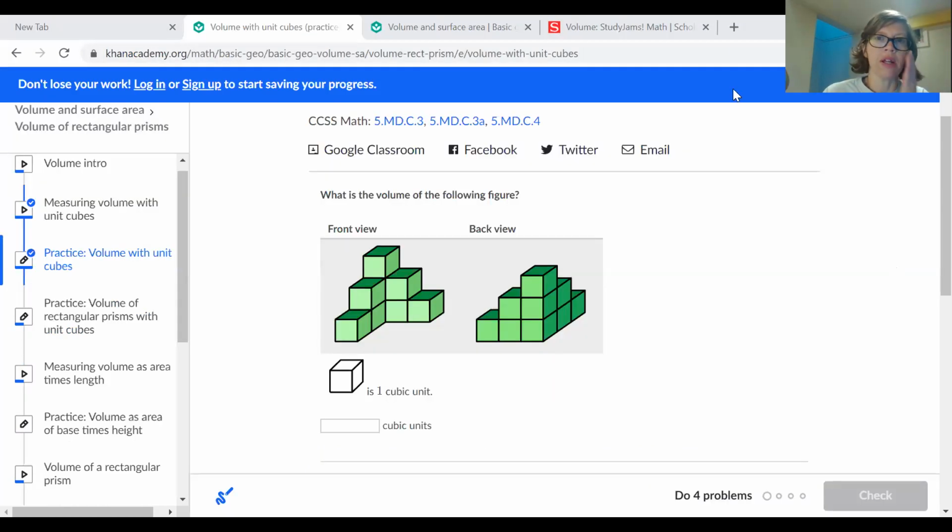All right, so hopefully you learned a little bit about measuring with cubic units. We are going to do a little bit of practice now. I'm just going to have you look at this figure and see if you can come up with the volume by counting the cubic units. Go ahead and try that, and then we'll check your answer.